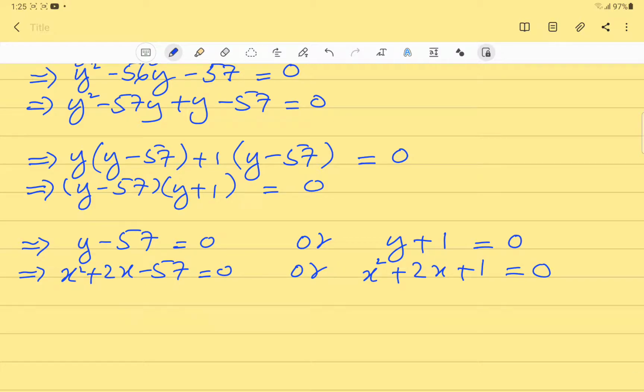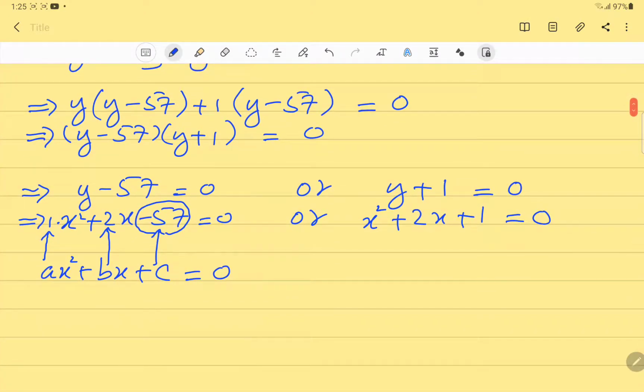Now this first one, we have the quadratic equation. We will solve it with the help of the quadratic formula. The general form of quadratic equation is ax squared plus bx plus c is equal to 0. There is no coefficient of x squared, which means it is 1. So a is equal to 1, b is equal to 2 and c is equal to minus 57. A is equal to 1, b is 2 and c is equal to minus 57.